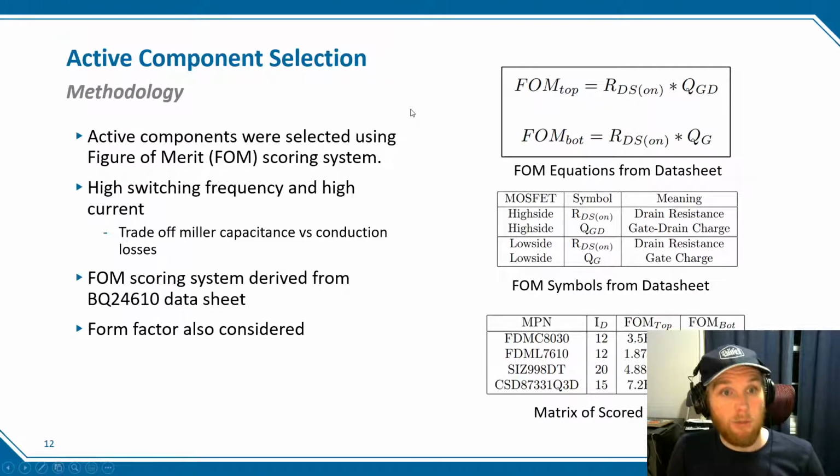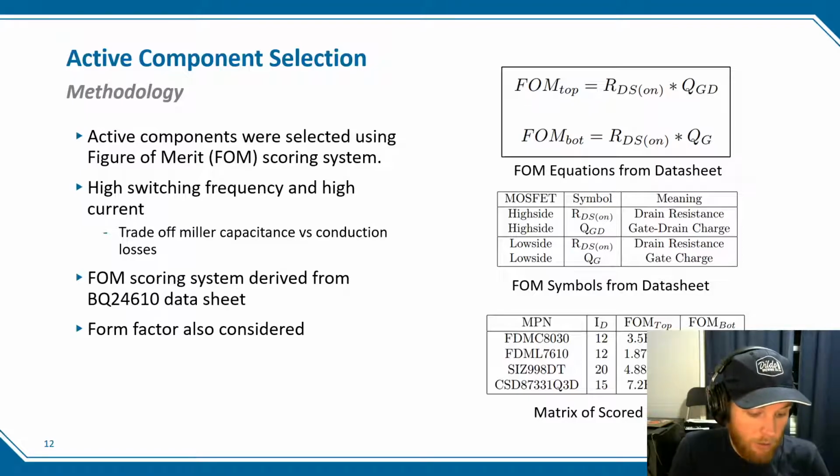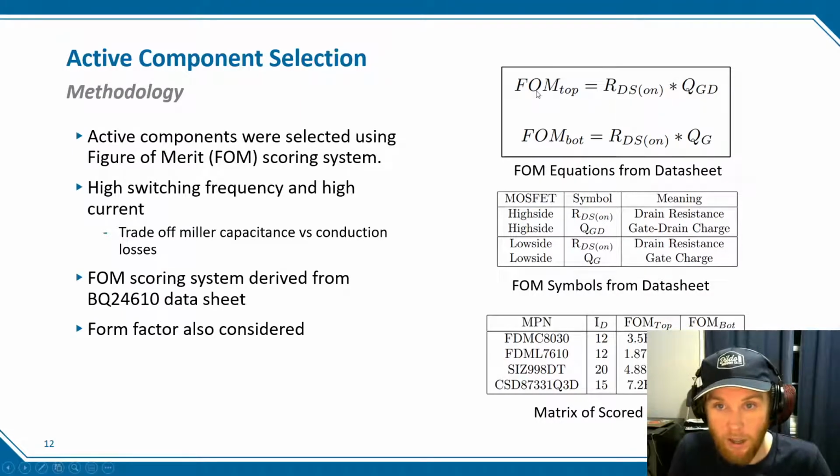Finally, the active component selection. So basically, this was just done following a figure of merit scoring system that was found on the BQ24610, which is the charge controller data sheet. So as you can see, the equations are over here.